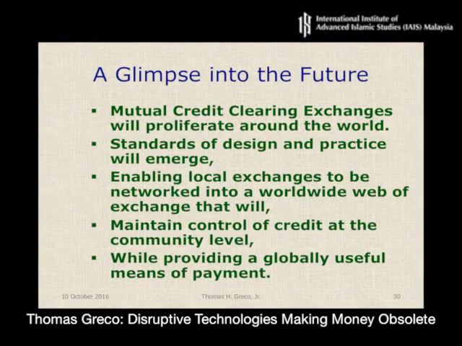So what I see coming on the horizon, and not very far off, is mutual credit clearing exchanges I expect to proliferate around the world, that these will develop standard practices of design and practice, which will allow the exchanges to network together, just like our computers are networked together today. And I expect that we will see a worldwide web of exchange that's free of interest and free of bank control. So we can maintain control of credit at the local level while having a means of payment that's globally useful. That's the ultimate objective.